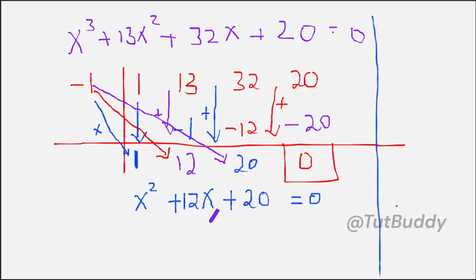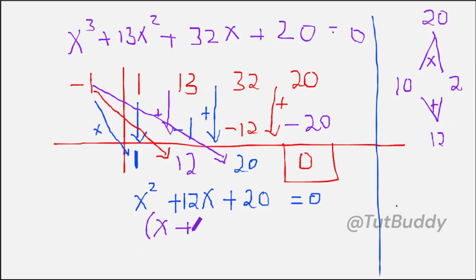How do we factorize? I want to factorize this quadratic equation. What should I do? Break the 12x into 10x and 2x plus 20. Yeah, correct. Good. So basically, I'm trying to get two numbers. If I multiply them, I should get 20, and if I add them, I should get 12. So those two numbers are 10 and 2. So x plus 10 and x plus 2 are your two brackets.